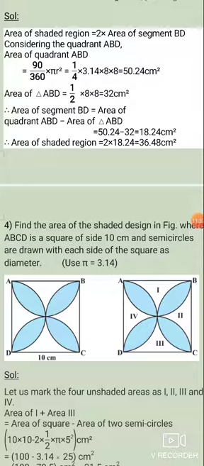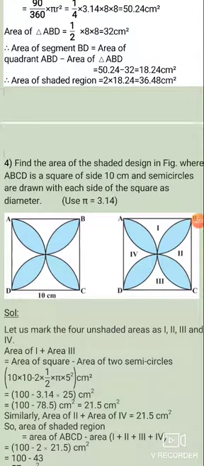Here what is given? Square of side 10 centimeter, which is the diameter. So its radius is what? 5. Now the next one, 10 into 10, 100 minus, 2 and 2 are cancelled, 3.14 into 25, which is equal to 100 minus what? 3.14 into 25, 78.5. At last, when you subtract it, what? 21.5 centimeters square. Now similarly, area of the region 2 and 4 also the same answer itself, 21.5 centimeters square.